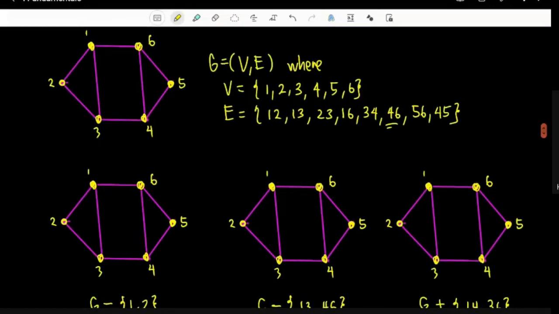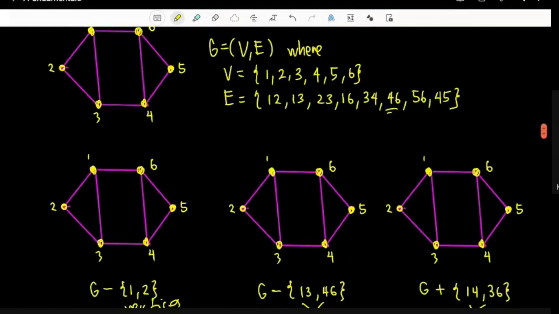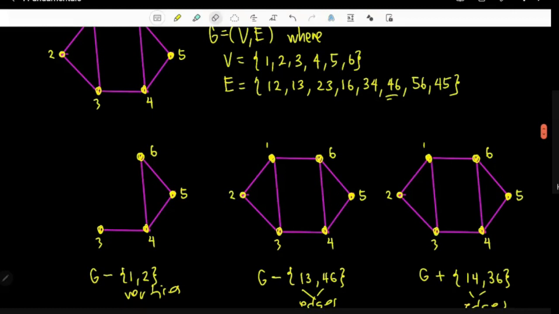What is G minus vertex 1 and 2, vertices 1 and 2? So, anong gagawin mo? All you need to do is to remove all the vertices 1 and 2 on G. So, this is our G. All you need to do is to remove 1 and all that are incident to 1. So, wala na yung 1. And remove 2 and all that is incident to 2. Okay. So, ang matitira, yun yung G minus 1, 2.